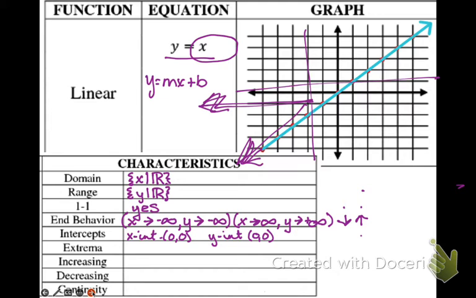Extrema, that's min or max. Okay? So if you want to write min, max, so you know. Does it have one? It goes to negative infinity and it goes to positive infinity. Does it ever get to those? Okay, so it has none.